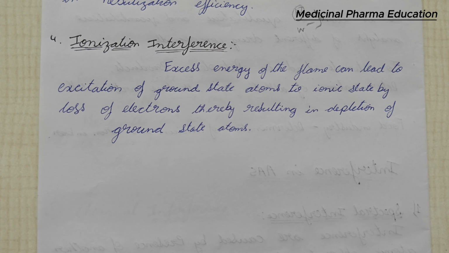If the flame energy is higher, then the ground state atoms do not exist to receive the radiation from the hollow cathode lamp. This is also called ionization interference. I hope you have understood the interferences in atomic absorption. Take down the notes: spectral interference, chemical interference, and the last ones, matrix interference and ionization interference. These are the four types.